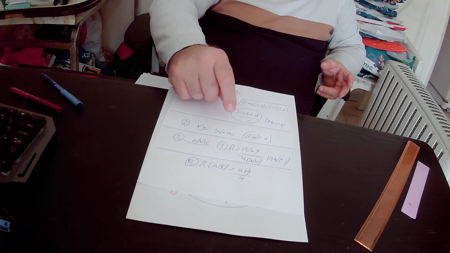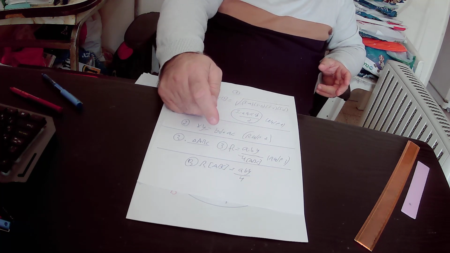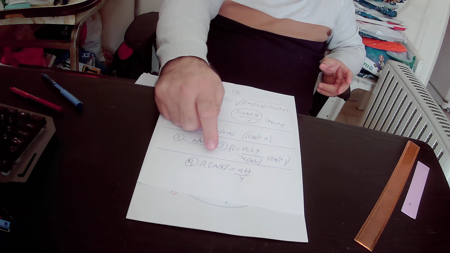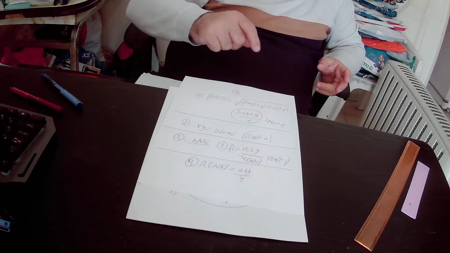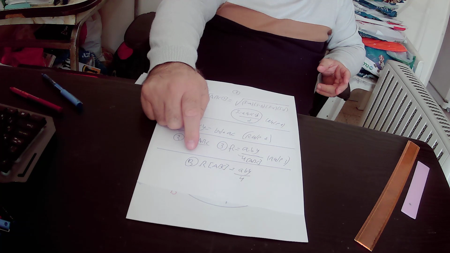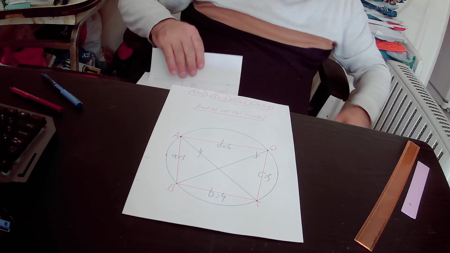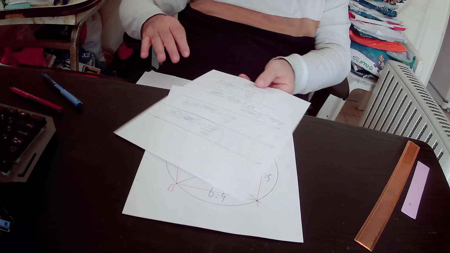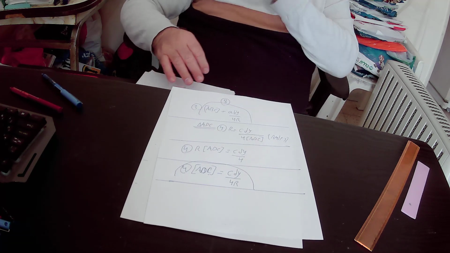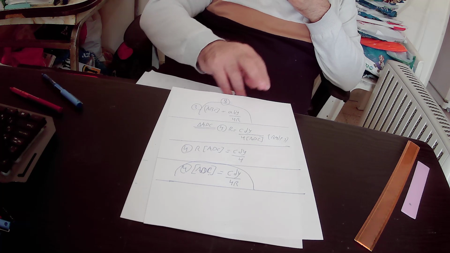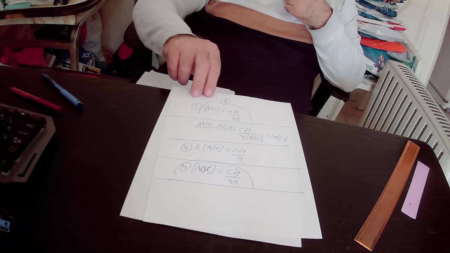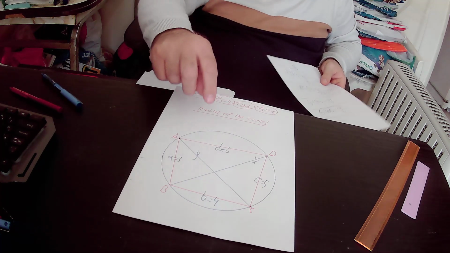Here we multiply equation number 3 by the area of triangle ABC, and we get that R times the area of triangle ABC equals ABY over 4. So here we divide equation number 3 by R, and we get that the area of triangle ABC equals ABY over 4R. Then we focused on triangle ADC.